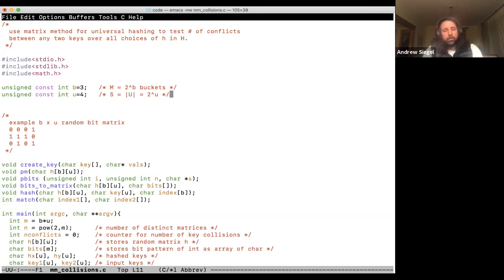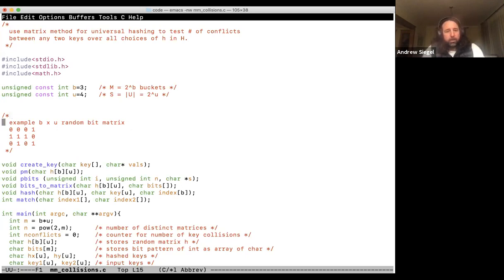We want to make a statement about the probability of conflict between pairs of keys. Or again, if you take one key and hash all the other keys against it, what are the chances of a conflict? How many conflicts are you going to get with that key? Okay, those are the two claims. So that's my B and U that I showed you in the lecture.